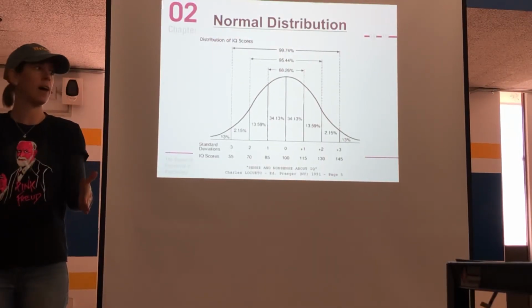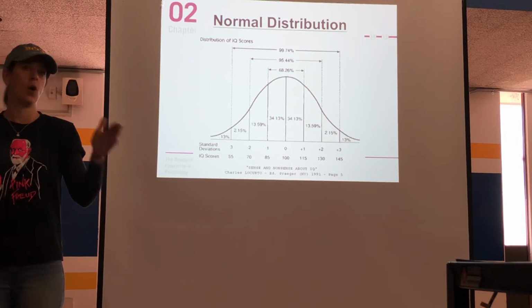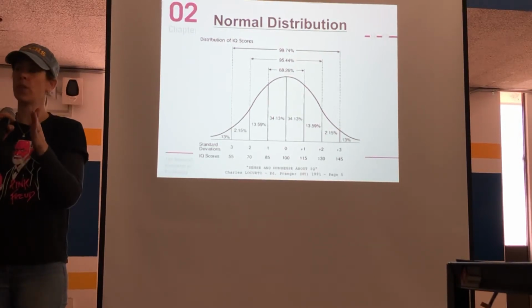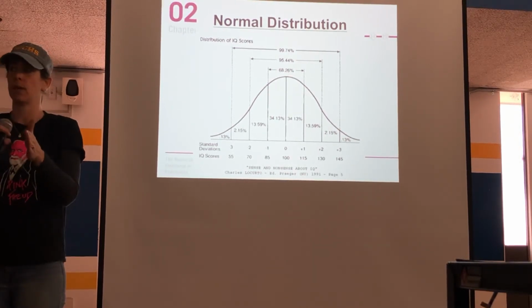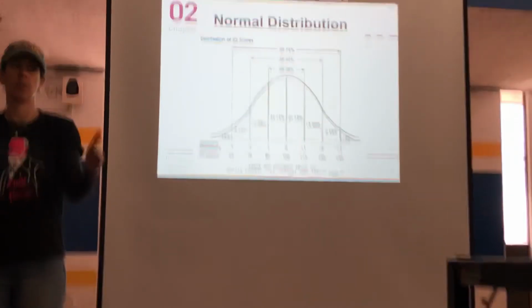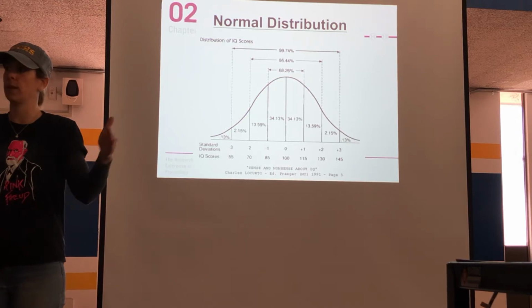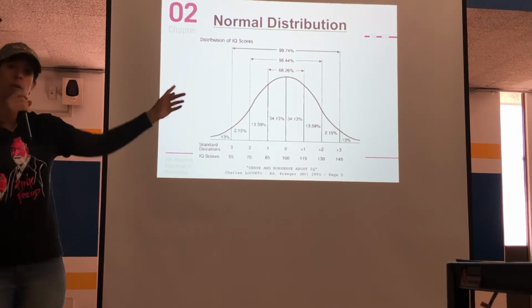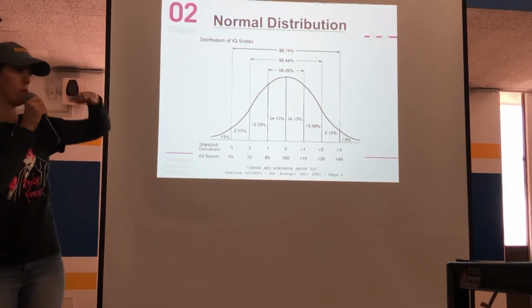68, 95, 99.7. What percentage of people fall within one standard deviation of the mean? 68%. What percentage of people fall within 2? 95. And what percentage fall within 3? 99.7. And that's for a normal distribution, for a bell curve.